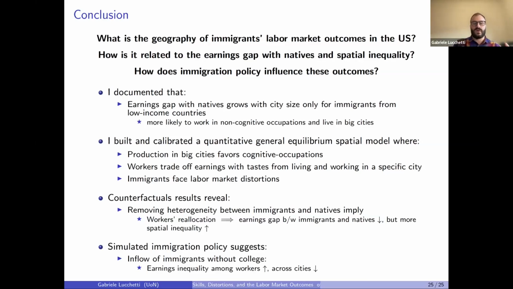At the same time, when I simulate new immigration policies, the main result is that for an inflow of immigrants without college, earnings inequality among workers is going to increase, but spatial inequality is going to decrease. So this might be food for thought for policymakers and for you who might have some suggestion now. Thank you very much.